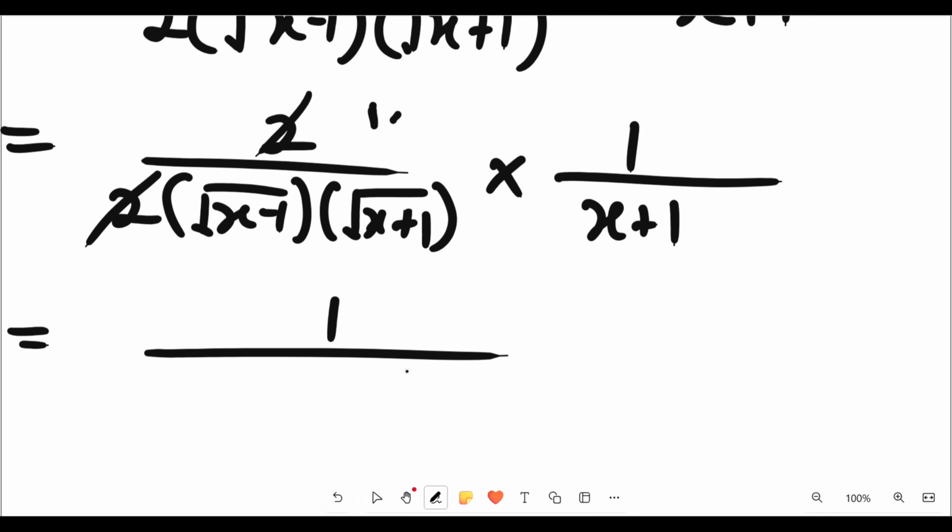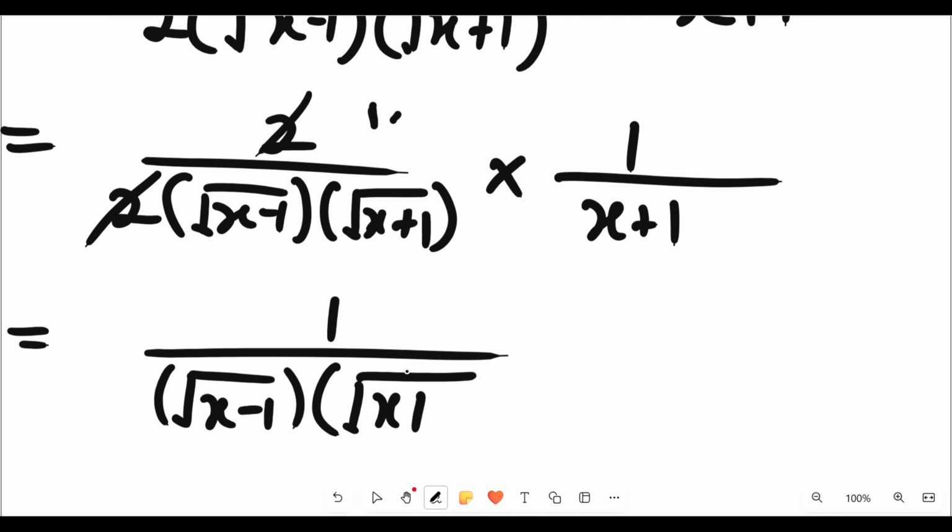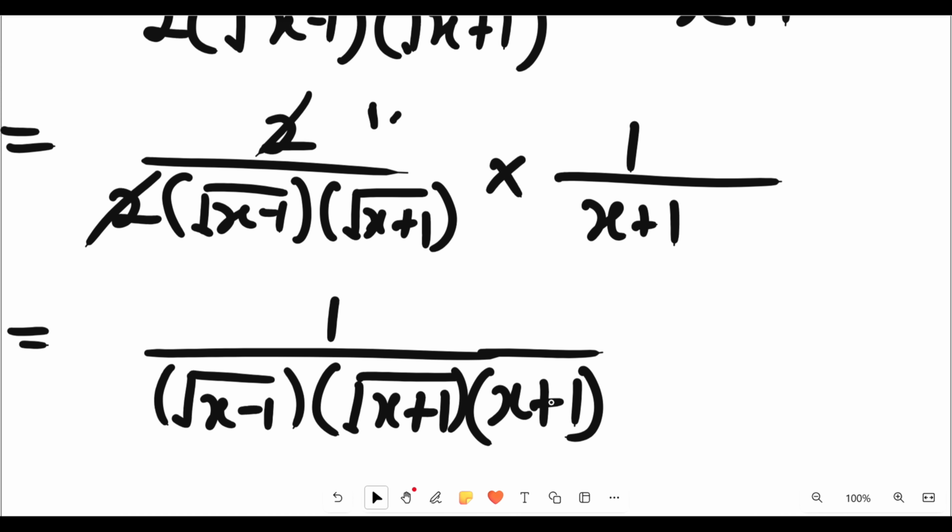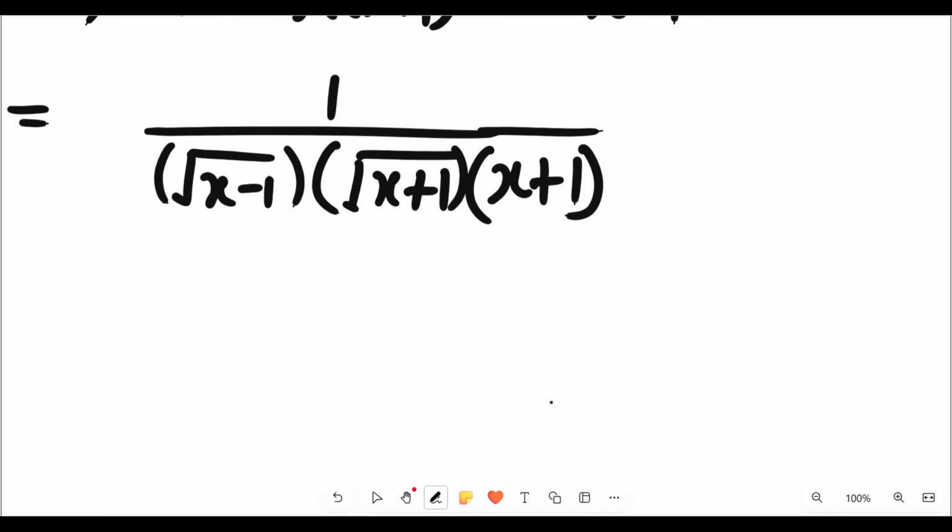So then we multiply the denominators as well. So we are going to get square root of x minus 1 multiplying the square root of x plus 1 multiplying x plus 1. Alright. So we can express this one as x. Okay, so we can even leave the answer in this form. Yes, we can equally leave the answer in this form.